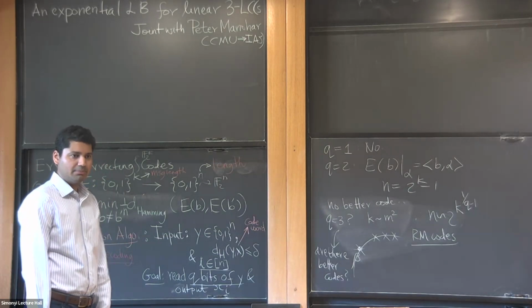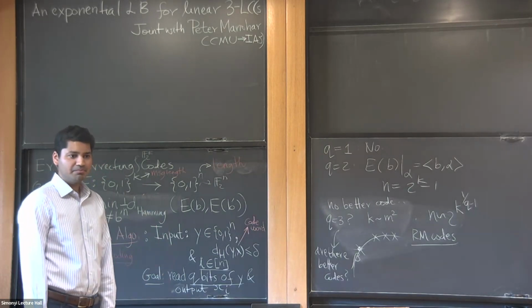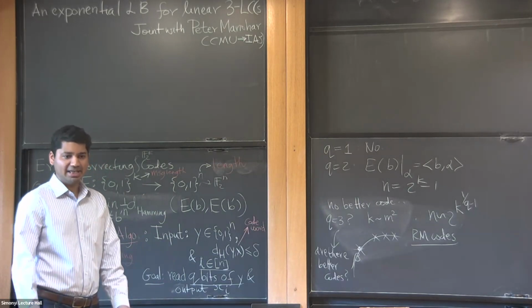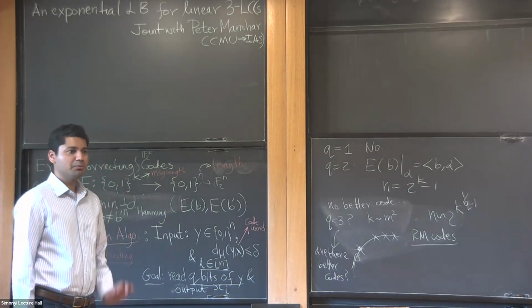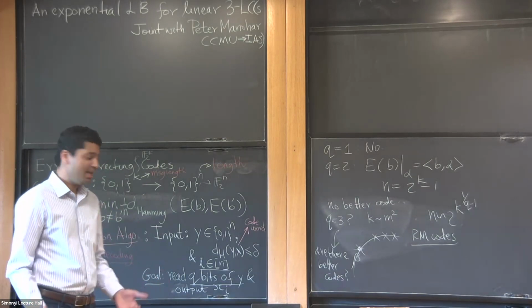Okay. Remember, k is the length of the message. I don't want you to correct all n bits. I only want you to correct k of the n bits. Now, you might be wondering, why should I worry about this? What's so special about k?